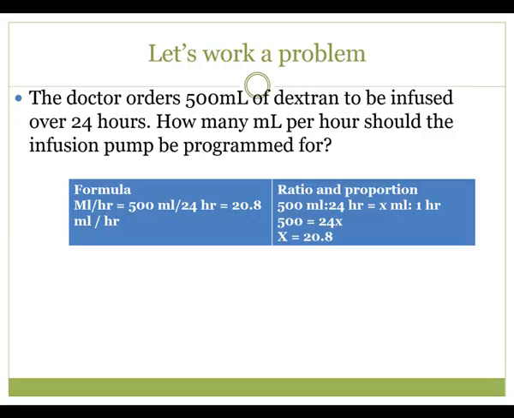If you use ratio and proportion, you can say 500 mils going in 24 hours is the same thing as X mils going in 1 hour. So you solve for X there, multiplying your extremes and then your means, and solve for X to come out with 20.8 mils, and that would be how many mils you would give per hour.